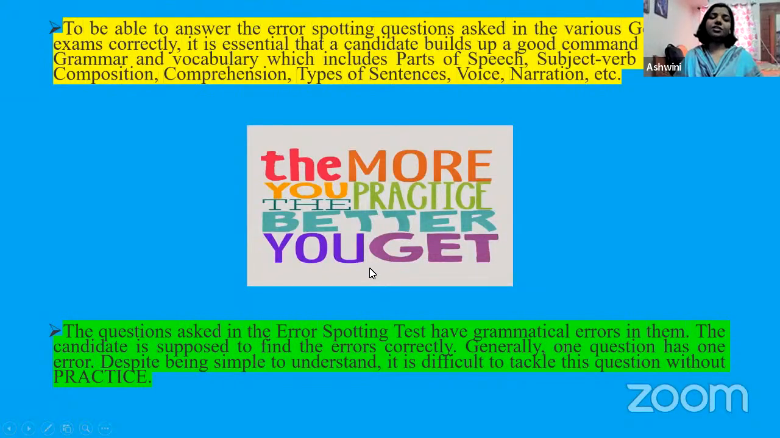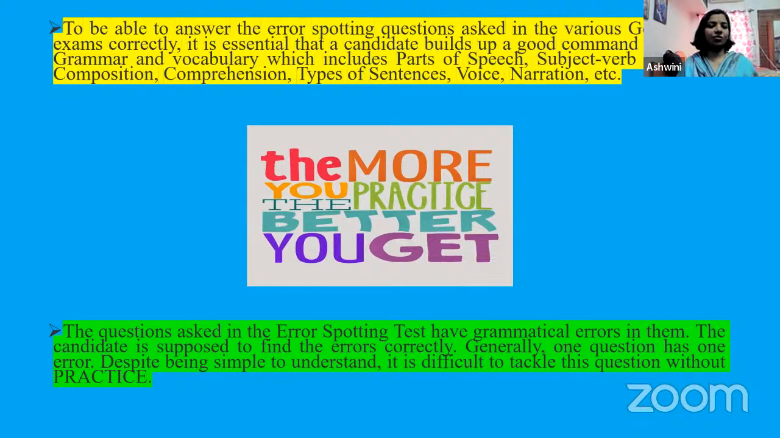Now, the questions asked in the error spotting test have grammatical errors in them, okay? If a sentence is given to you, it has some particular type of grammatical error in it. The candidate is supposed to find the error correctly. You have to find the one particular sentence part which includes the incorrect portion, which has some particular error in that sentence, okay?